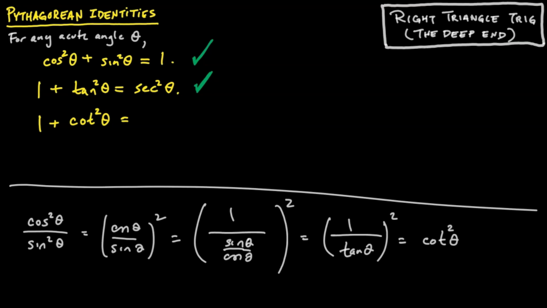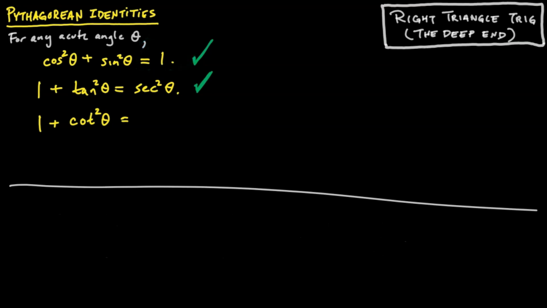Anyway, we still need to divide the right-hand side by sine squared. Do you see what that's going to be? 1 over sine squared. That's the square of 1 over sine. And 1 over sine is, of course, cosecant. So we get the square of cosecant. And now we have our third and final Pythagorean identity. 1 plus cotangent squared is cosecant squared.